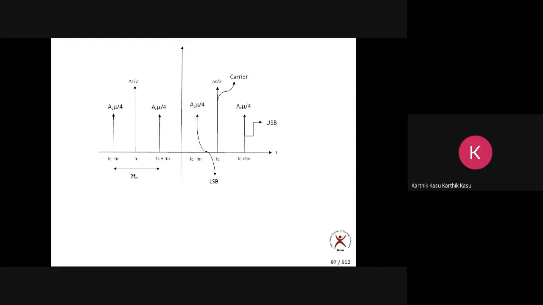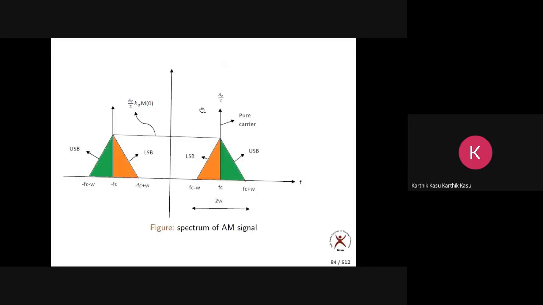So this is the spectrum of what signal? This is the spectrum of single tone AM. You can observe these two spectrums. This one is a generalized spectrum, provided I have taken M of f to be a triangle. I have assumed that the spectrum of the message signal is a triangle with bandwidth W. Then this is the spectrum of your AM signal.